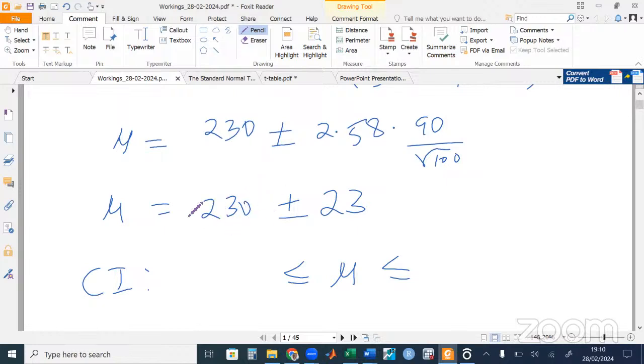What is the lower limit? 206.78. Round it off, 207, to 253.